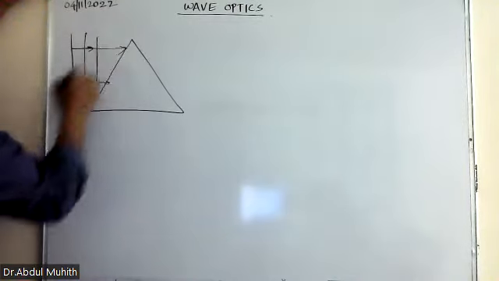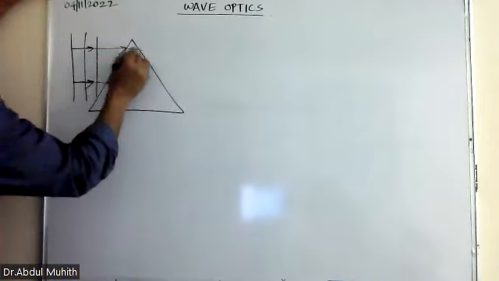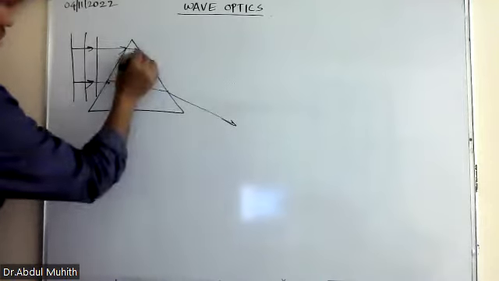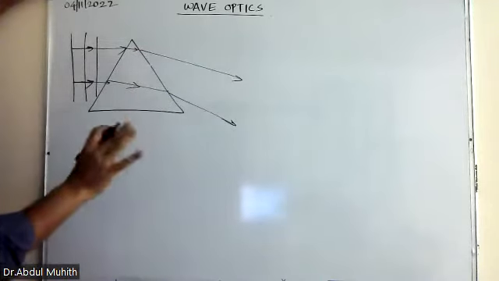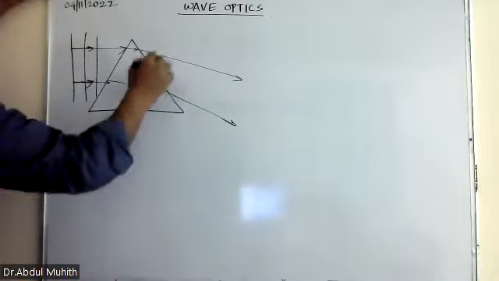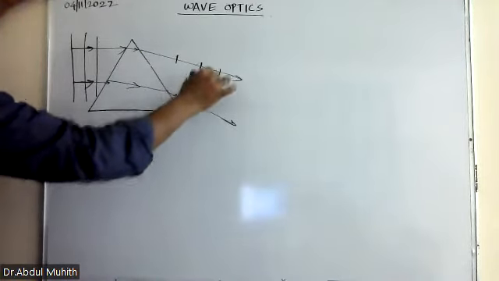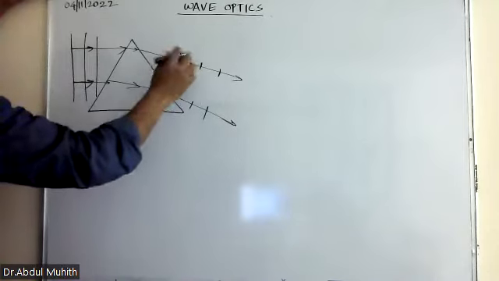Let it be monochromatic, no problem. Speak about the rays first, I'm not discussing the wavefront yet. Now draw a line like this, lines perpendicular to the rays.